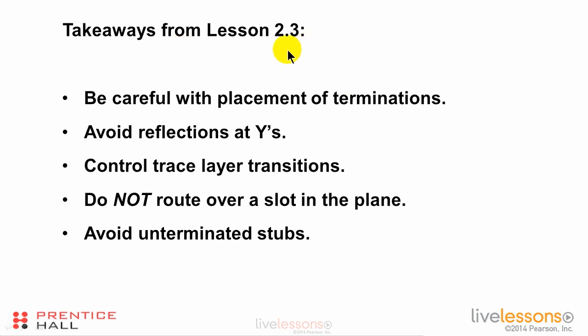So here are the takeaways from lesson 2.3. Be careful with the placement of terminations. Be careful where you put them, and don't inadvertently run some stubs out beyond the terminating resistor. Avoid reflections at Ys. Be careful about trace layer transitions, and be careful what we do there. Do not route a trace over a slot in a plane, and avoid unterminated stubs.